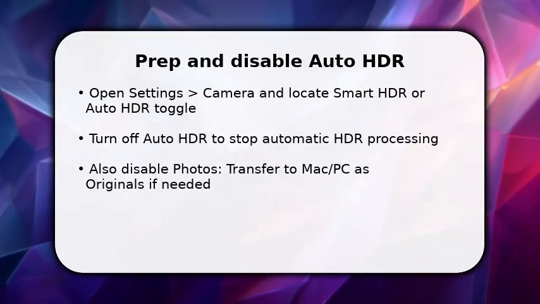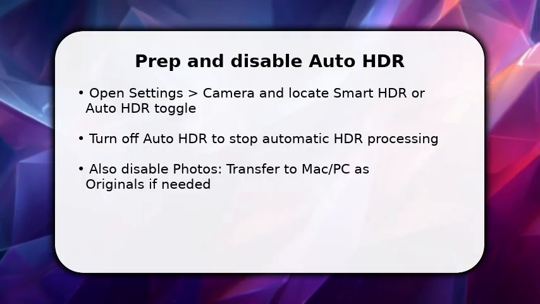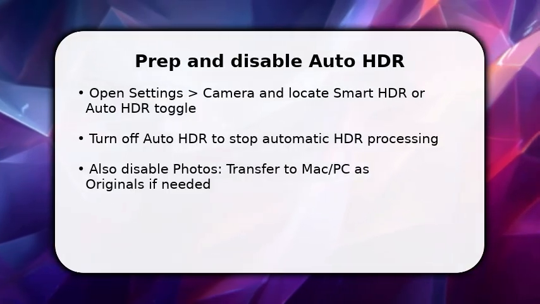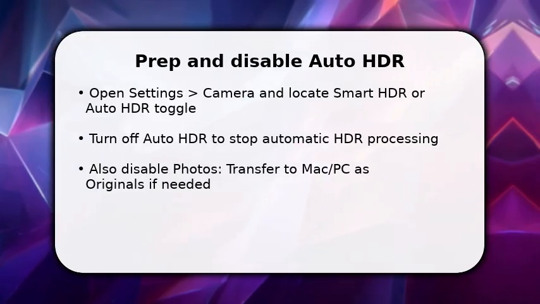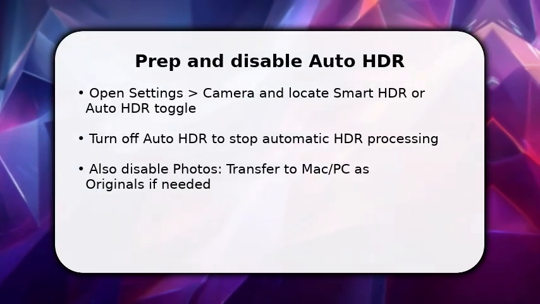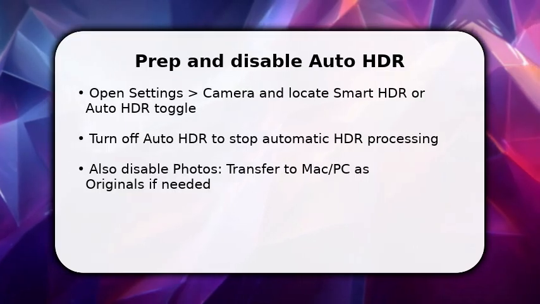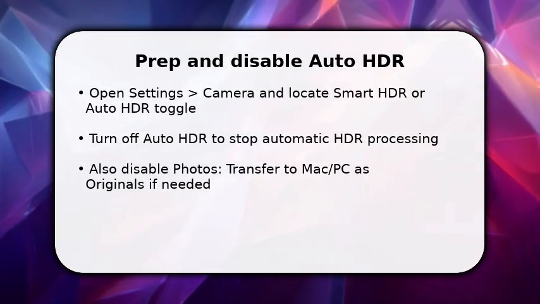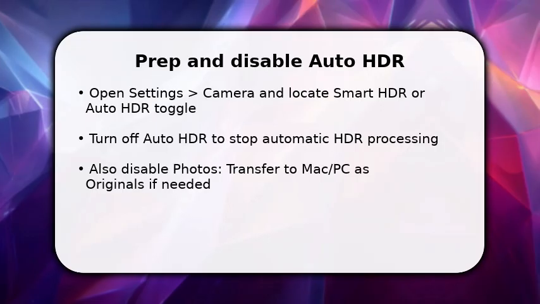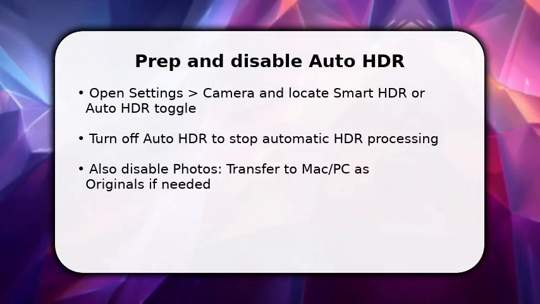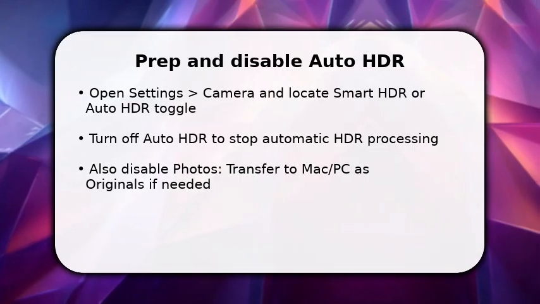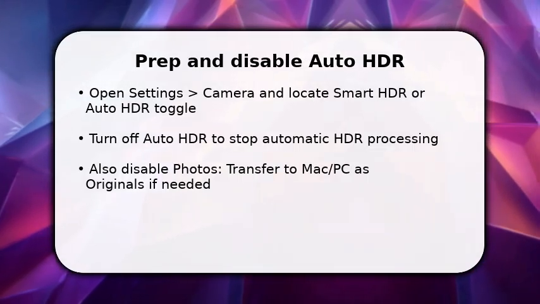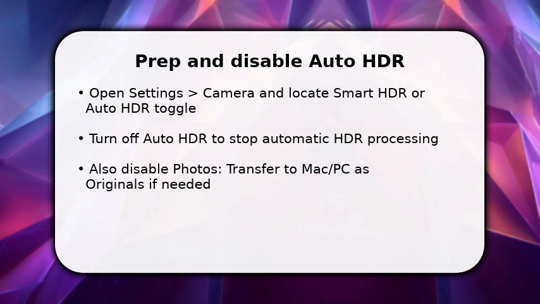You're starting by turning off the automatic processing so your iPhone saves standard exposures. Open Settings, tap Camera, then find Smart HDR or Auto HDR and switch it off. Once done, go to Photo Settings and ensure you're keeping original files when transferring if you plan external edits. This prevents the system from reapplying HDR on import. Make these changes now so subsequent shots record the true, non-HDR image data.